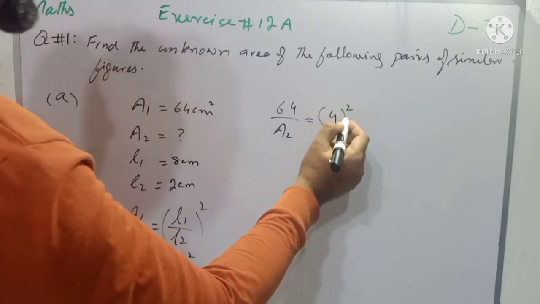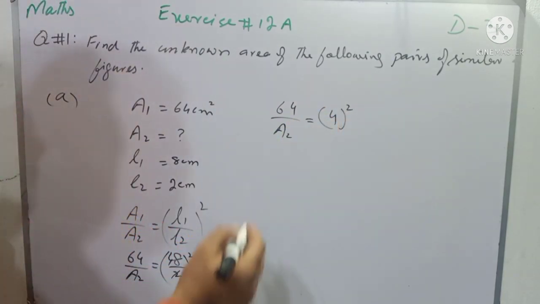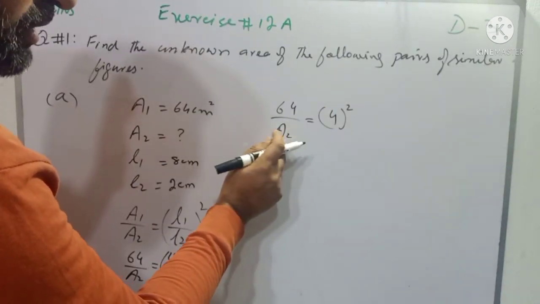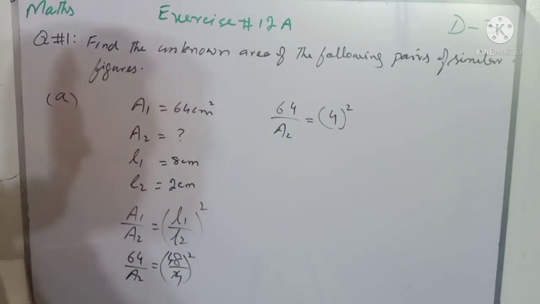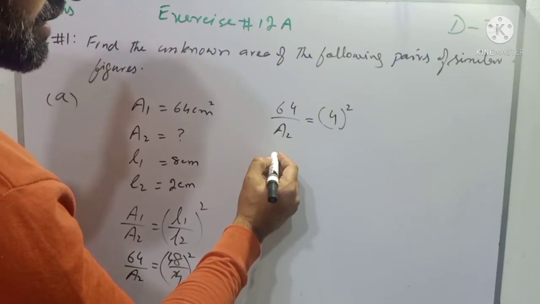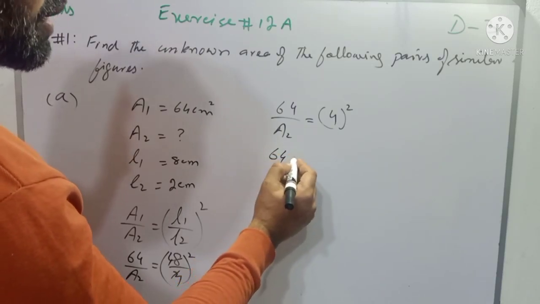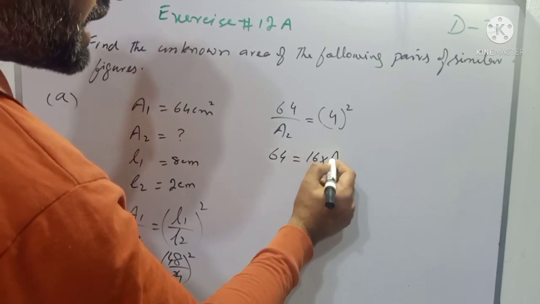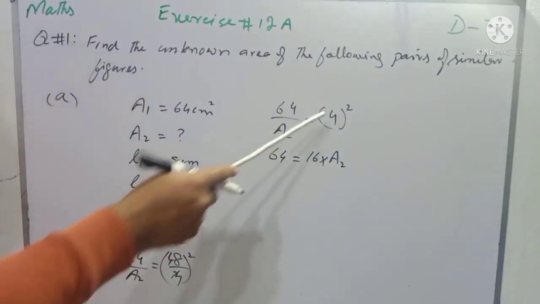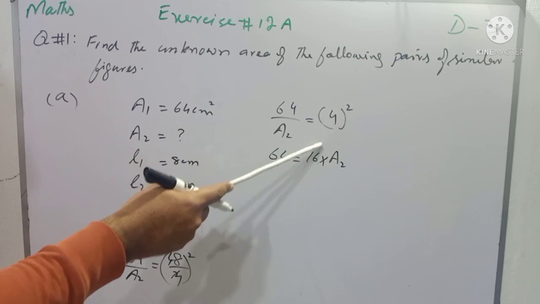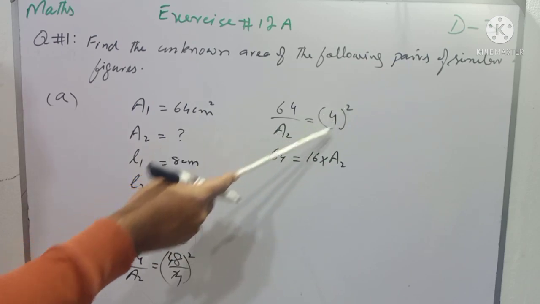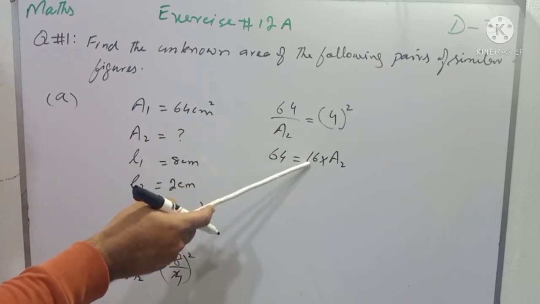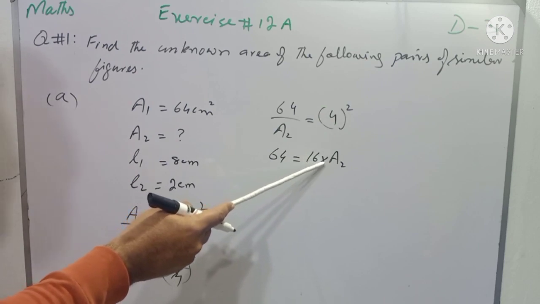4 square. 4 square means 16. The 2 is dividing on the left side; when I transfer it to the other side, it will multiply. So 64 will be equal to 16 multiplied by the area of triangle 2, because 4 multiplied by 4 is 16, and 16 is multiplying with A2.